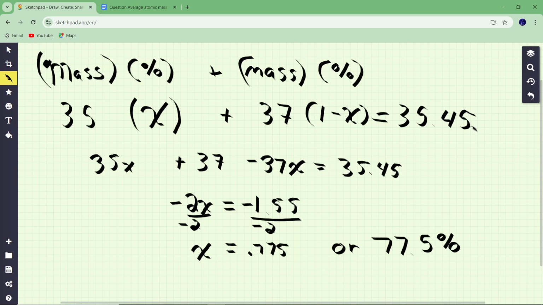Our average atomic mass was 35.45, which means that the greater percentage should be chlorine 35. And this right here says that our percentage is 77, which makes sense for our answer.